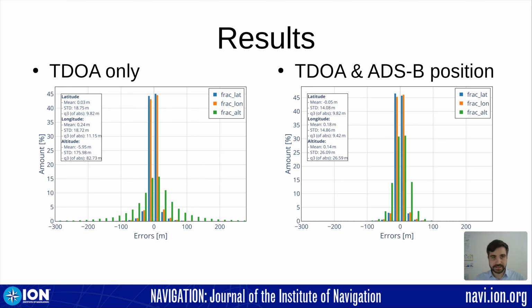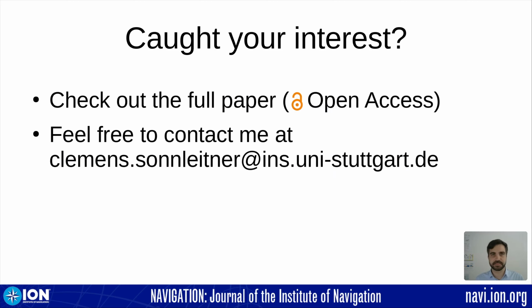In both cases, the latitude and longitude errors have a standard deviation below 20 meters. And you can also see on the right plot that the altitude benefits a lot from the absolute position observations due to the DOP. In summary, we demonstrate that under the taken assumptions, our approach is a candidate to implement a low-cost wide area multilateration network for secure airspace surveillance.